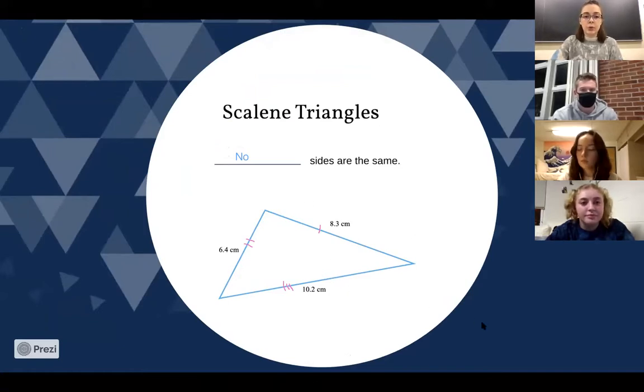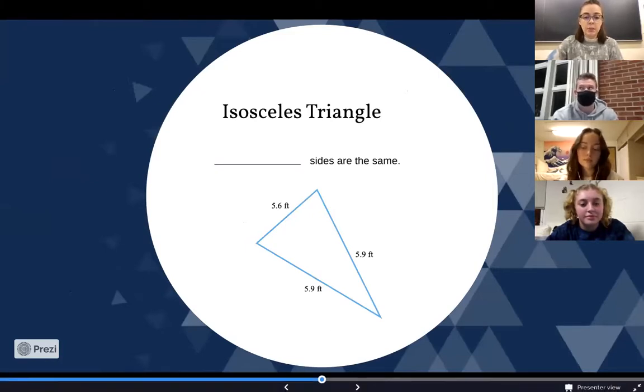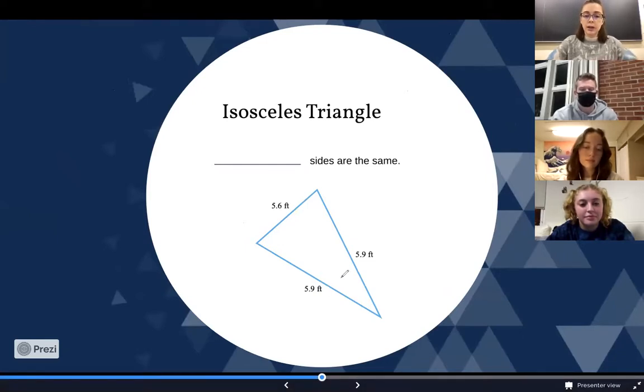So that's one way to always remember the scalene triangle, is that the three sides are going to be a little different from one another. And it's important again to look at the figures carefully because they might be drawn not to scale. So if we look at this next triangle, we can see that these bottom two sides, the 5.9 feet and 5.9 feet, are congruent to one another. So I'm just going to put the two tick marks to show that they're congruent to one another. And we can put one tick mark there to show that that one is a little bit different. So our isosceles triangle is always going to have two sides that are the same.